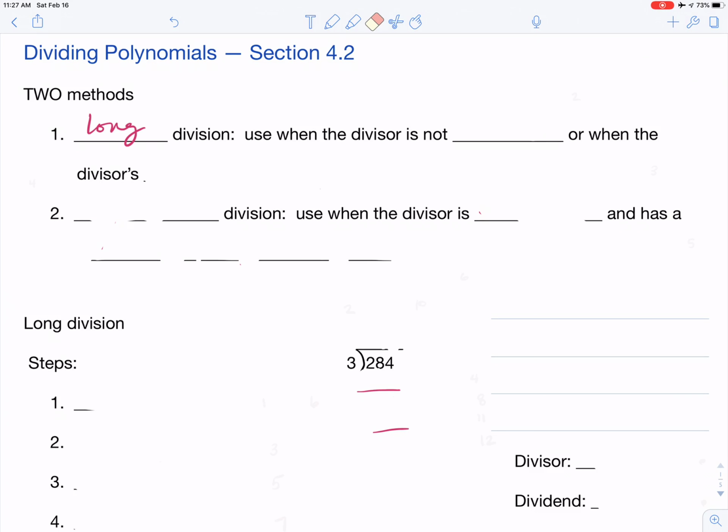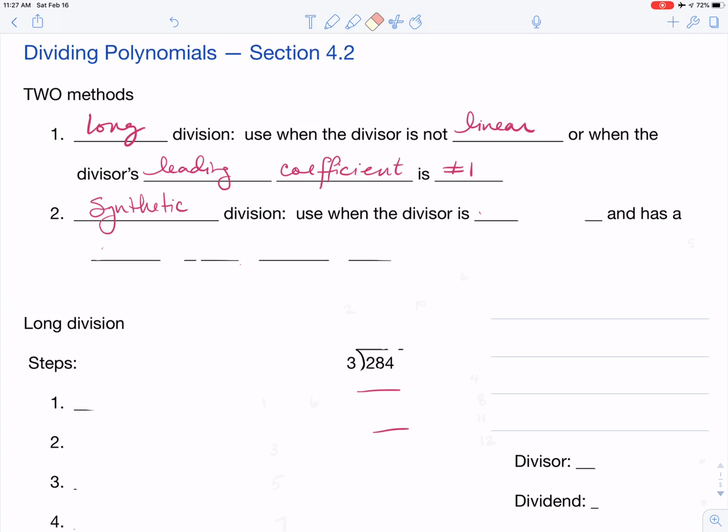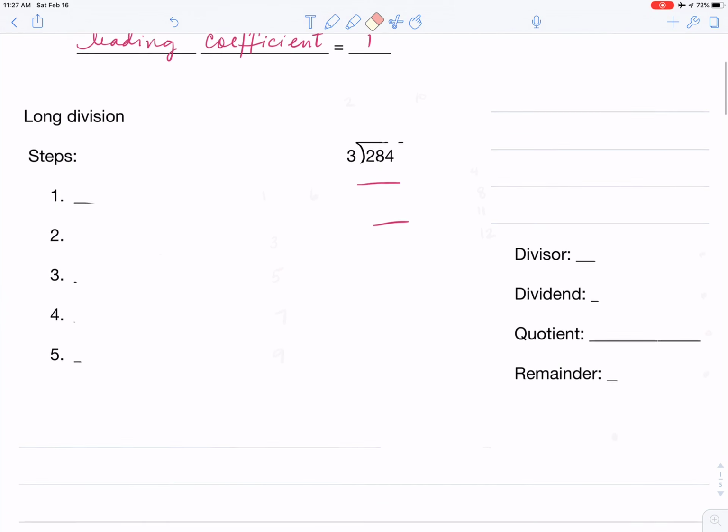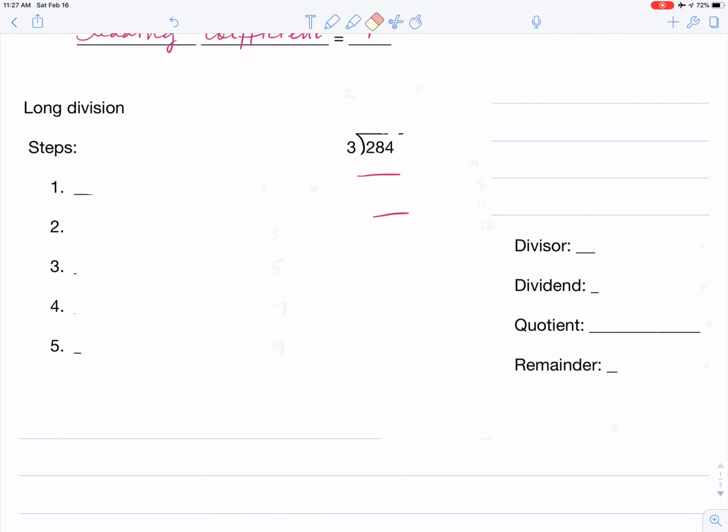The first method is going to be long division, like you did in third grade. This is going to be used when your divisor is not linear or when your divisor's leading coefficient does not equal 1. The second type of dividing that we're going to be doing is synthetic division. We've actually already touched on this earlier in the semester in our course. You're going to use this when your divisor is linear and has a leading coefficient equal to 1.